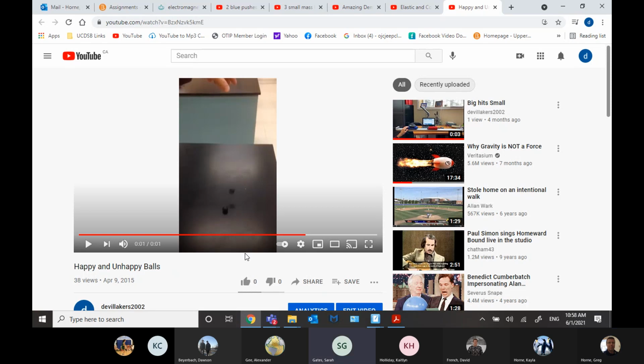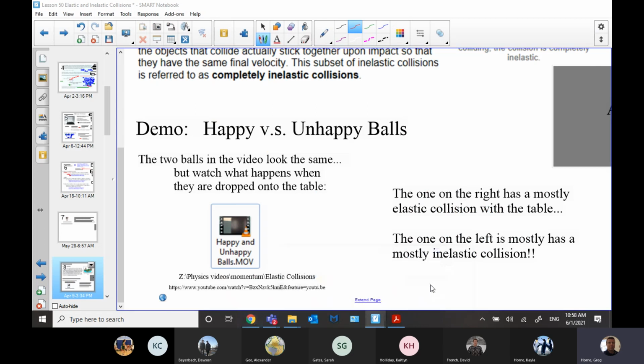The happy one. Well, no, sorry, but you want to think the one that's absorbing the most energy, right? So it's the unhappy one that comes down and slams to the table and stops. All of that energy goes into the ball and stays there, whereas the happy one bounces, and so the energy comes back out to gravitational potential. So it's the one where that energy gets stored in that ball.